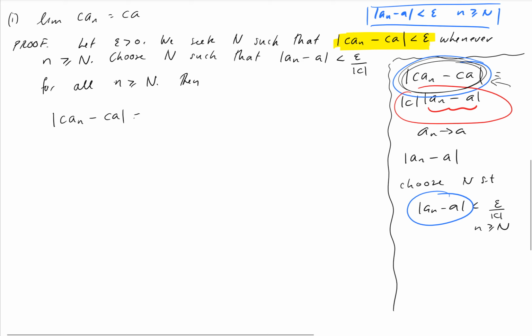So we'll do the step of working we did over here before, which equals the absolute value of C times the absolute value of AN minus A. That is less than the absolute value of C times epsilon over the absolute value of C, which equals epsilon.